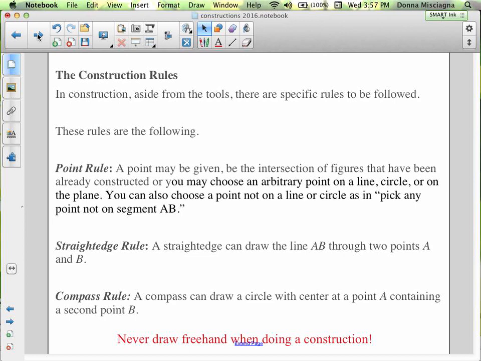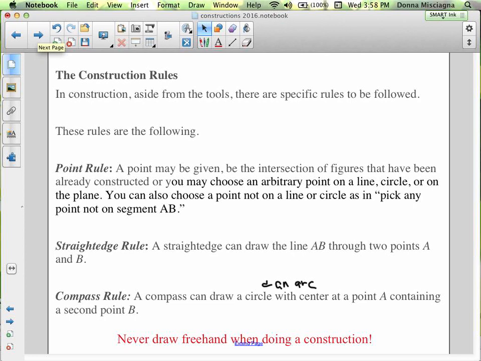The compass rule. A compass can draw a circle with center at point A containing a second point B. So point B would be on the circle and point A would be the center of the circle. You can also use a compass for arcs. So it can draw a circle and an arc, which we learned in the geometric definitions is just part of a circle.